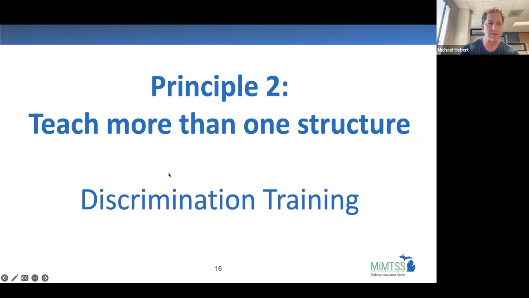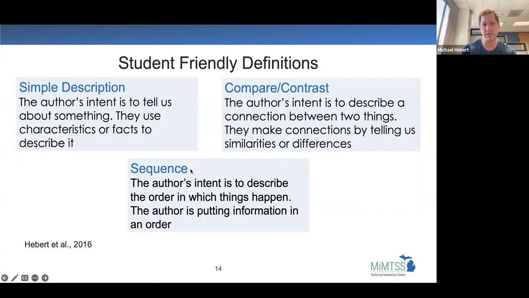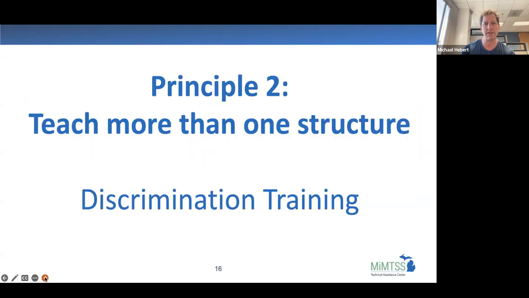You can teach all five of these, of course. Sometimes we've seen people just teach one at a time. One of the things we found in the research is that when researchers taught more than one structure, kids improved their comprehension even more, right? The reason for that is that now they can discriminate between more than one. And as they're reading, they can identify what the author is trying to do to them. So the second principle here is teach more than one structure.